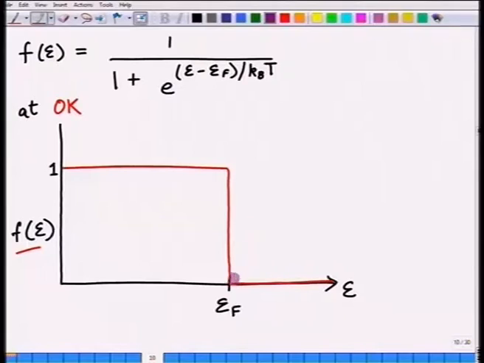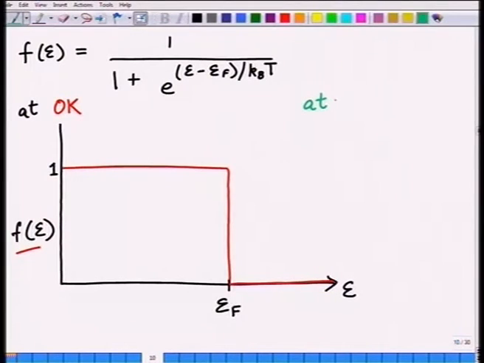In that sense, we can see that this EF quantity right here is the Fermi energy. This is what we call Fermi energy. So now let's start looking at temperatures greater than 0 K. What happens to this probability? Now you see that some electrons which are filling up to EF, as we raise the temperature, will jump to a higher state, leaving behind holes.